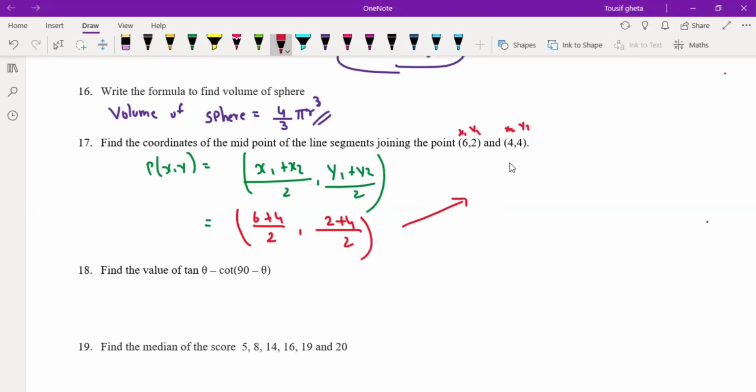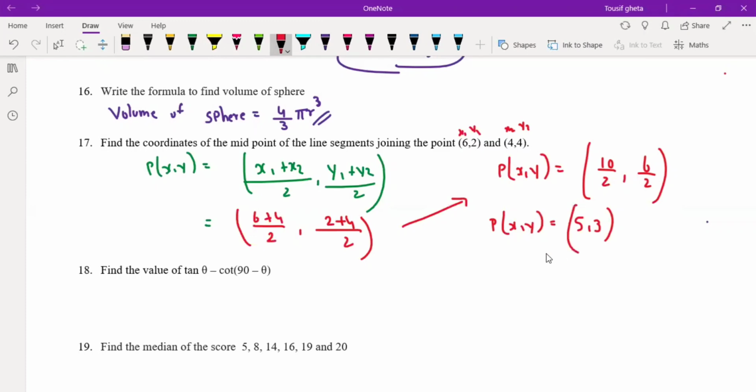Solving it beside, so P of (x, y): 6 plus 4 will give 10 by 2, comma, 2 plus 4 is 6 by 2. So the final value, that is P of (x, y), we get the value as (5, 3). Just do the cancellation, we got the midpoint value as (5, 3).